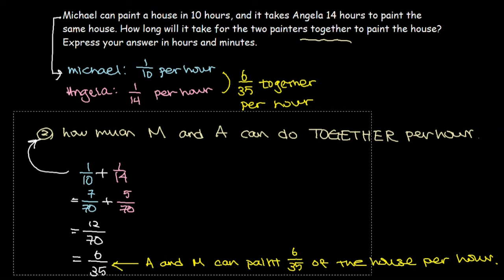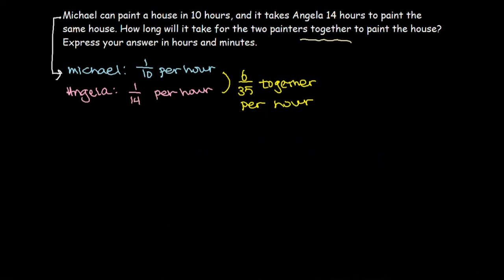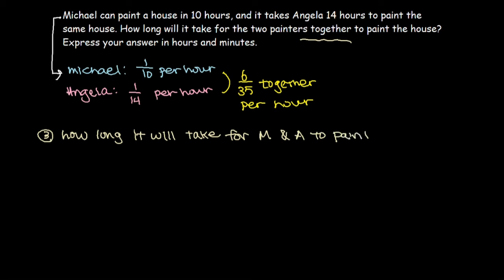And now let's look at our final step when solving work together problems. And the final step is to find out how long it will take for them to paint the entire house.